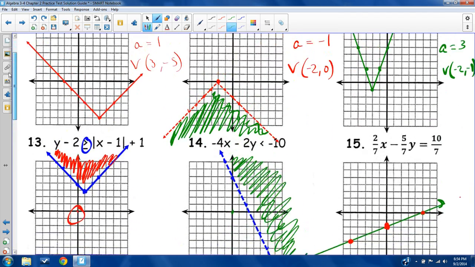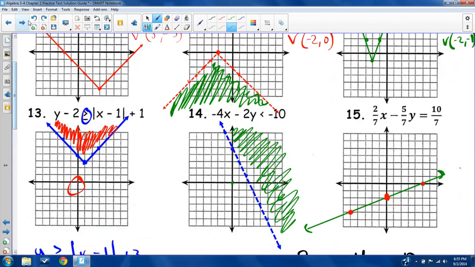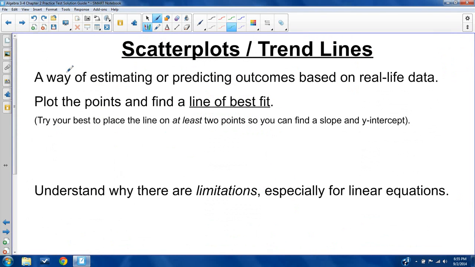Okay, we've done our 6 graphs. Took a while. We've done our 6th graph. Here we go. We're going to do one more thing here, and that's scatter plots and trend lines. Now, I'm doing this because you have this for tomorrow. This is something that's a part of your test tomorrow that you're going to do in groups of 3.